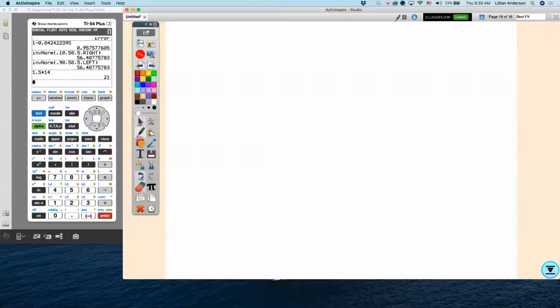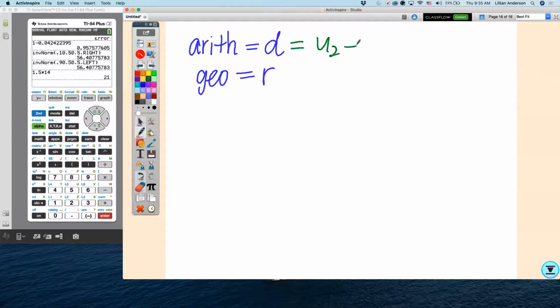Any questions, comments? I'm just going to go over a few small things that you may forget. How do you determine if a sequence is arithmetic or geometric? Arithmetic if it has a common difference, and geometric if it has a common ratio. How do you find the common difference? The second term minus the first term, or the third term minus the second term. Very good. How do you find the common ratio? The second term divided by the first term.